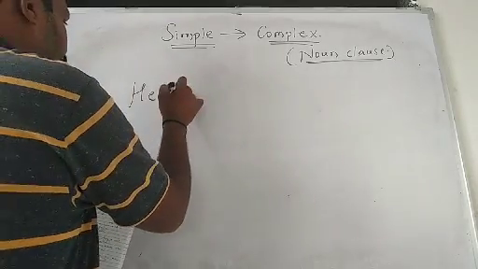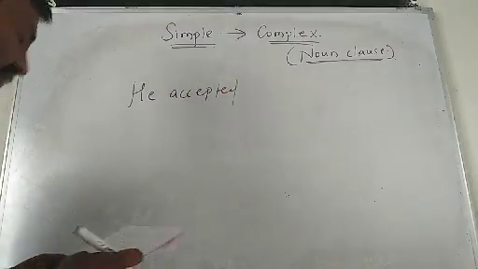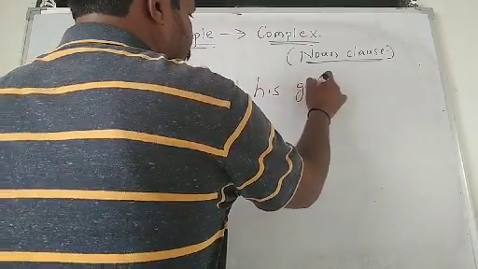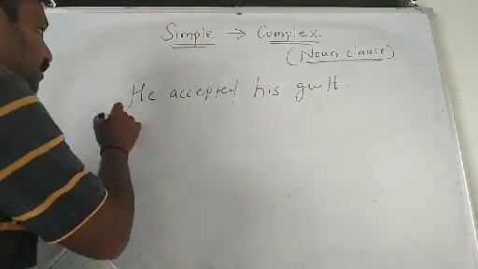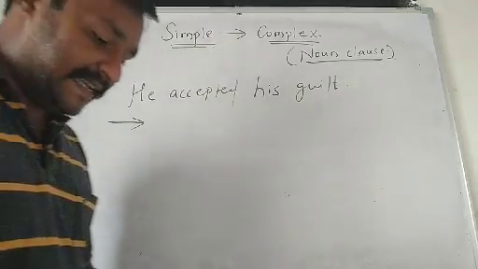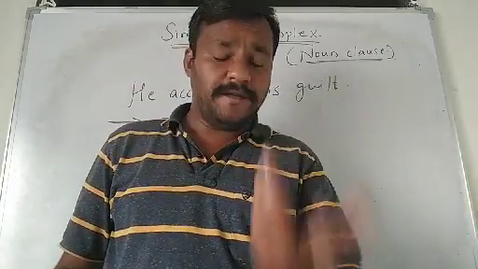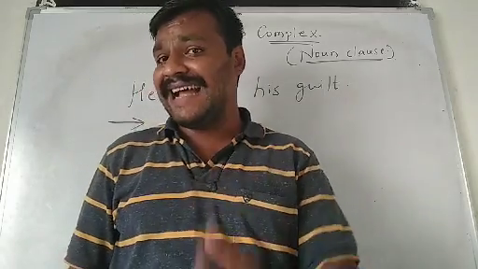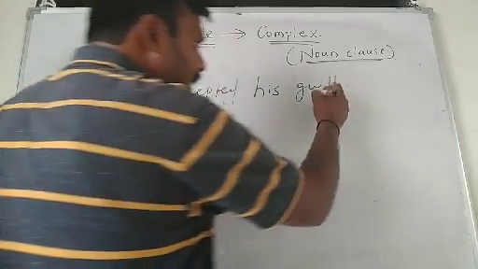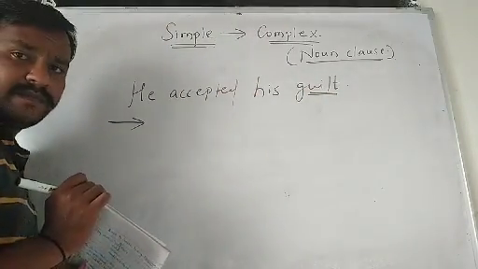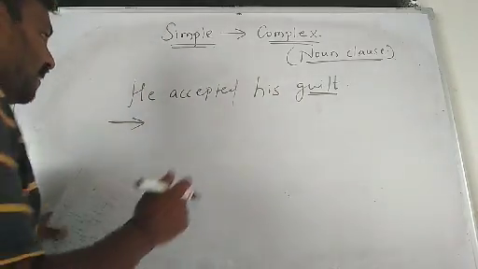He accepted his guilt. What I am telling, he accepted his guilt. This is simple sentence. We are going to change this simple sentence into complex sentence by using the first rule. What is the first rule? If accepted, admitted, confessed, such kind of words are used, that time we have to use that plus subject plus verb form. So here this guilt is a noun. That is very important, friend. Concentrate.